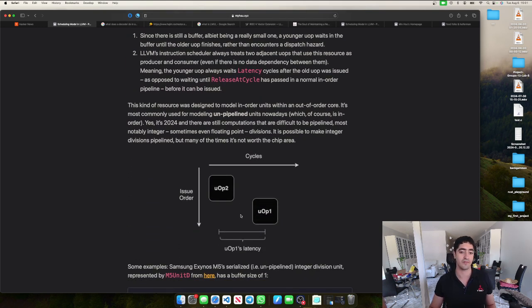This kind of resource was designed to model in-order units within an out-of-order core. It's most commonly used for modeling non-pipelined units nowadays, which of course are in-order. Yes, it's 2024 and there are still computations that are difficult to pipeline, most notably integer, sometimes even floating point divisions. It is possible to make integer divisions pipelined, but many times it's not worth the chip area.